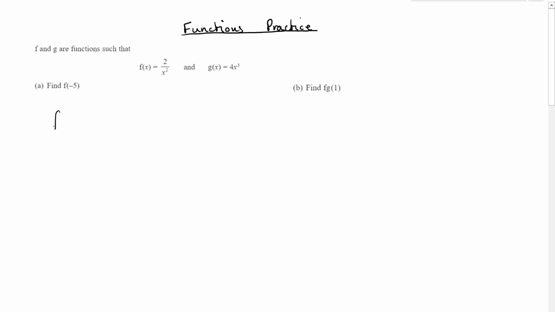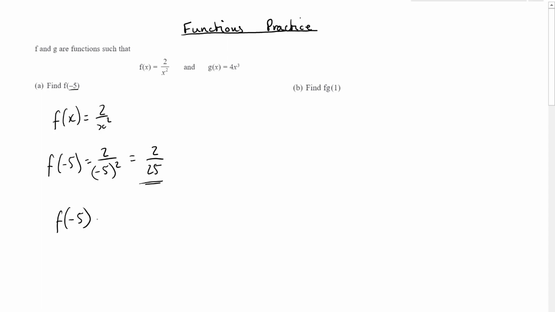So if we know f of x, remember x is the input of 2 over x squared, where x is now going to be minus 5. That means f of minus 5 is going to be 2 over minus 5 squared. Minus 5 squared is 25. So if we do this, this becomes 2 over 25, and this is our answer. Okay, so let me just write this. f of minus 5 is equal to 2 over 25.